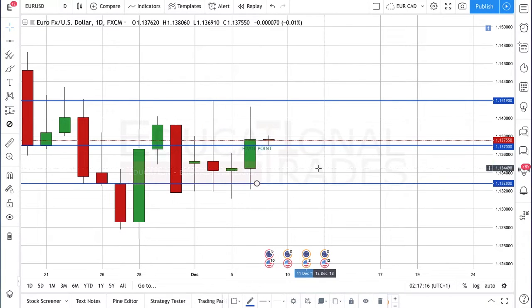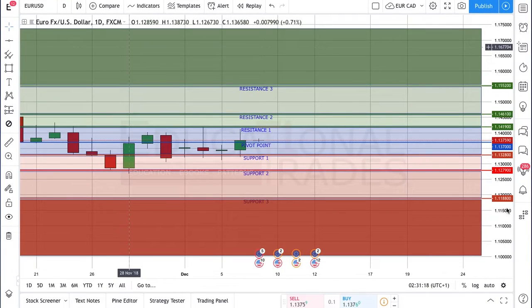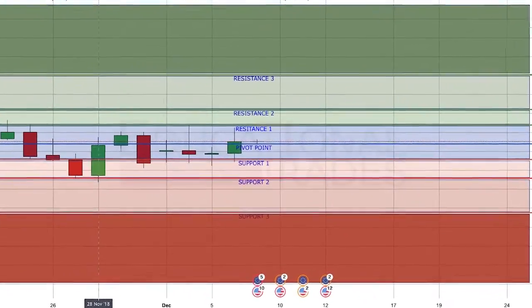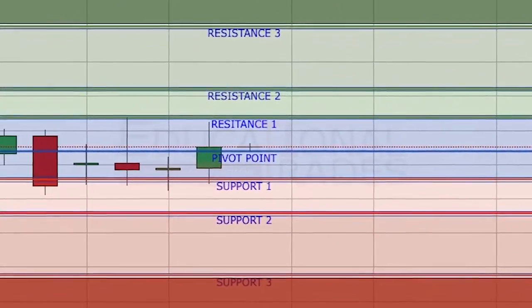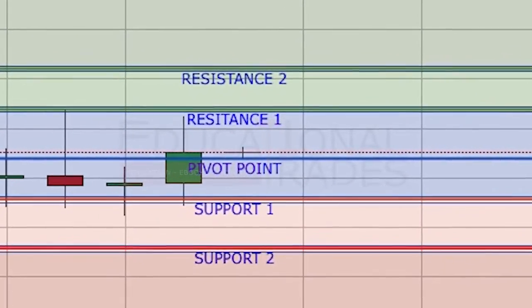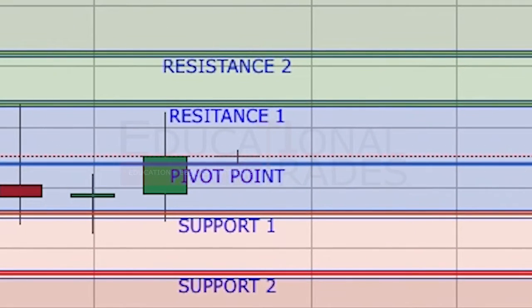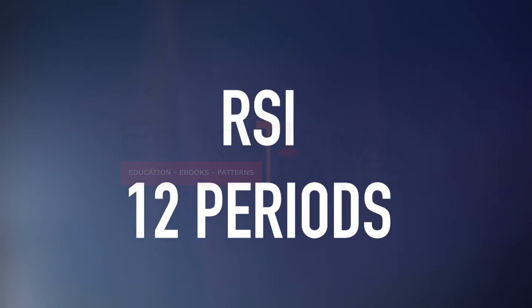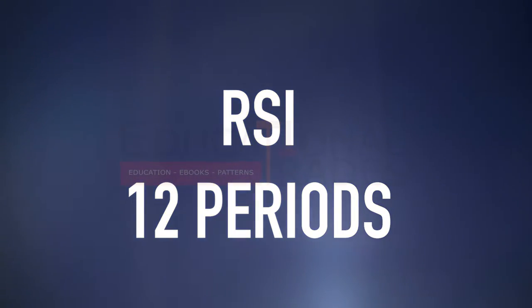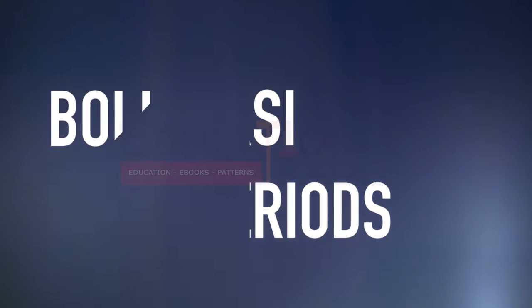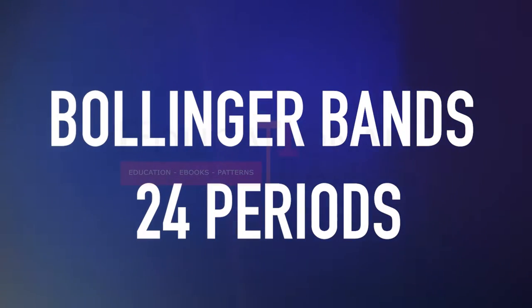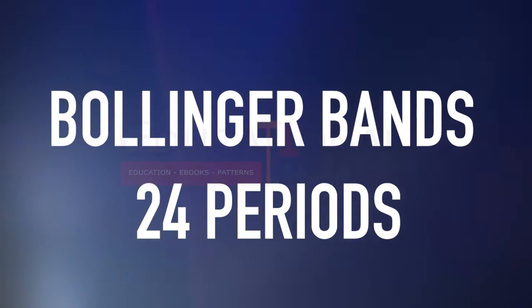You will have two main strategies to choose between, but in both cases, if the price is between resistance 1 and support 1, it is not prudent to invest, as the price is considered to be in a neutral area. With these strategies you may combine the pivot point indicator with the relative strength index indicator, set with 12 periods, and the Bollinger Bands, set at 24 periods and a standard deviation of 2.